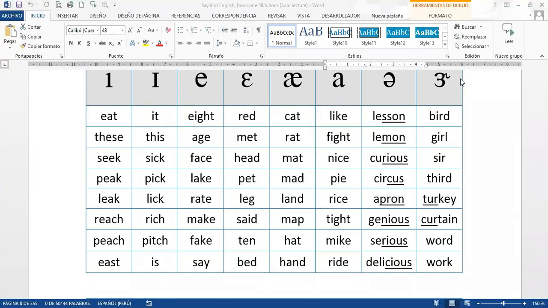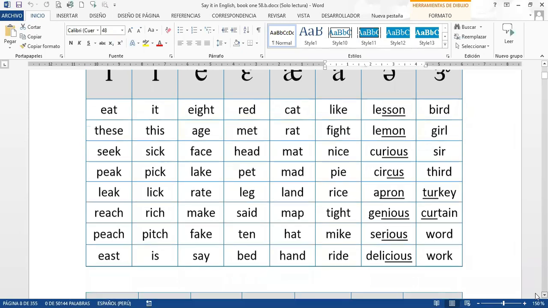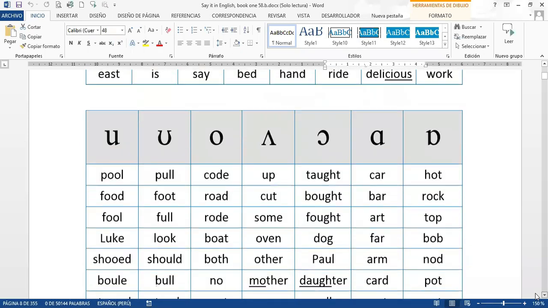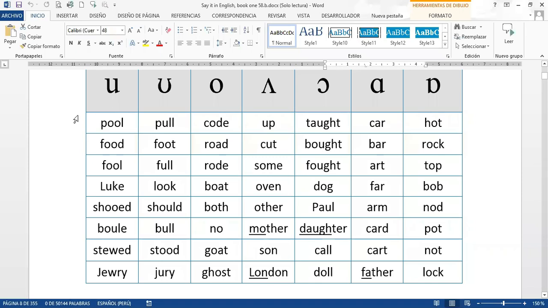The next sound that we have here is present in words like, for example, bird, girl, sir, third, turkey, curtain, word, and work. Okay, so these are just half of the sounds that we are supposed to learn in English. Half of the vowel sounds, I mean. Let's see the other half of the sounds.